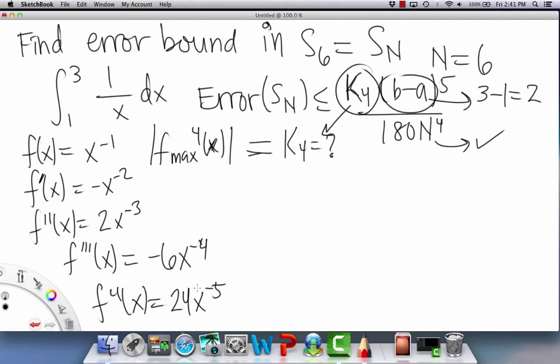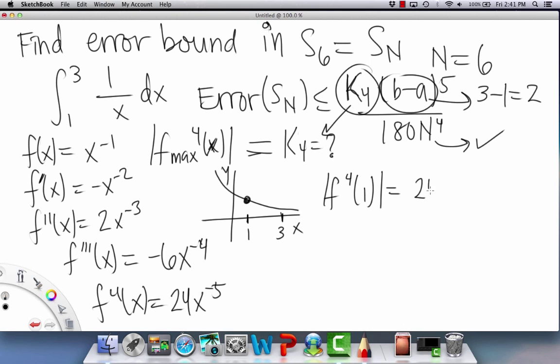Okay, so now that we have the 4th derivative, what are we supposed to do? Basically, we can see that this is an exponentially decaying graph, because it's 1 over x to the 5th, so it's going to look something like that. Then we're evaluating from 1 to 3, so we can see the maximum value is going to occur at 1. You can always check by plugging in points, but I'm just going to say the maximum value occurs at 1, and that's going to be 24. So now we have our K4.